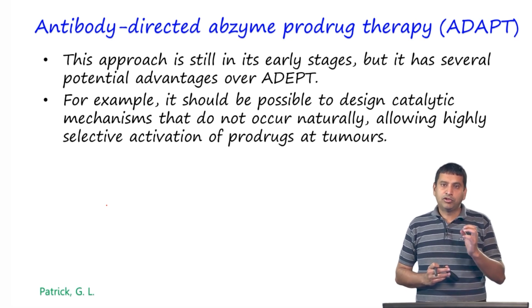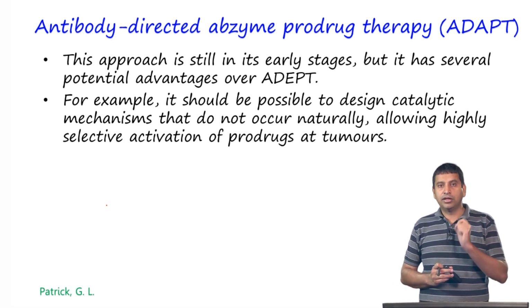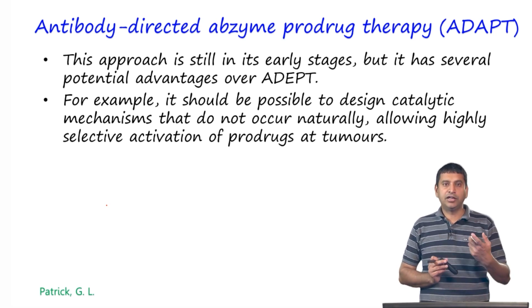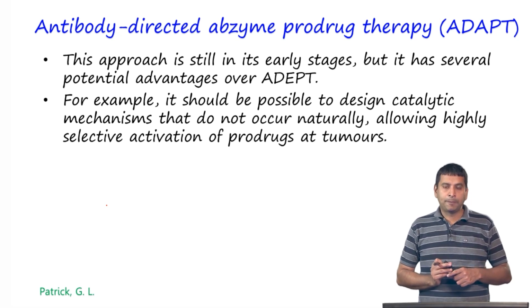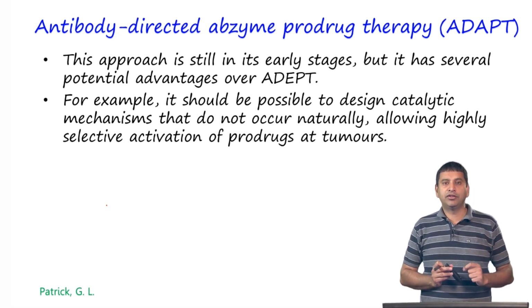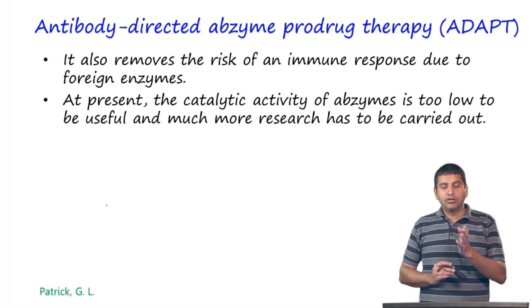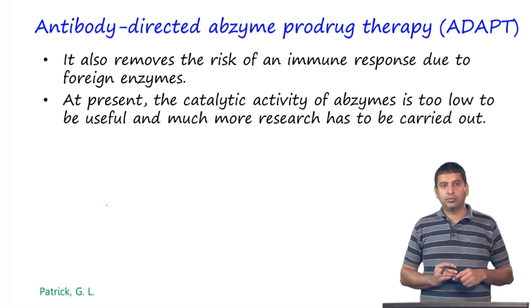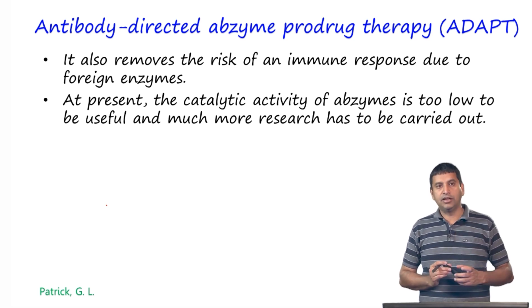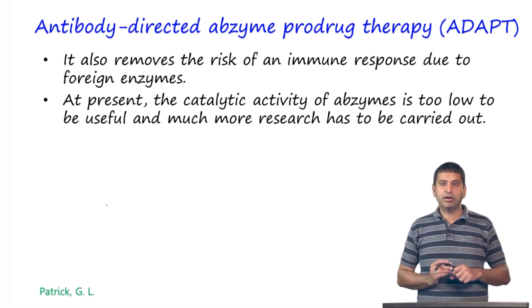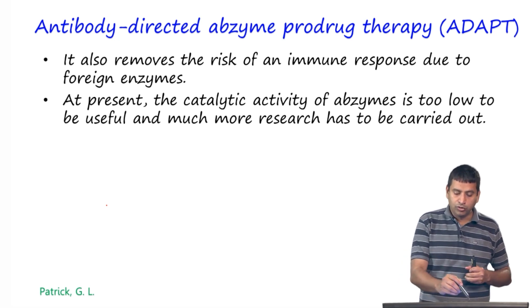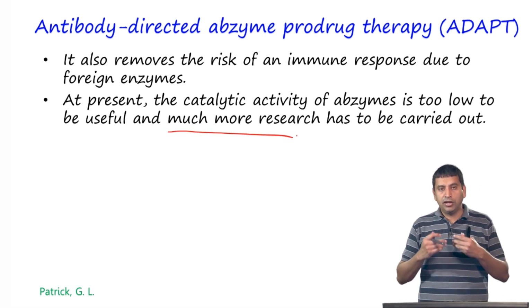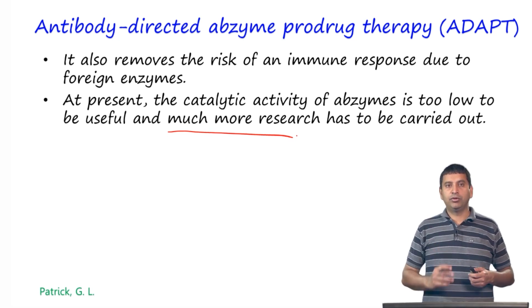For example, it should be possible to design a catalytic mechanism that does not occur naturally. If you have a good understanding of how antibodies work, then you can use this understanding to design new catalytic mechanisms. It also allows for highly selective activation of prodrugs at the tumor site. Since the antibodies are raised using human-like proteins, it reduces the risk of an immune response that is associated with, for example, bacterial enzymes. At present the catalytic activity of abzymes is too low for them to be useful. So, a number of researchers are working on improving the catalytic properties of abzymes so that you can use them for ADAPT.